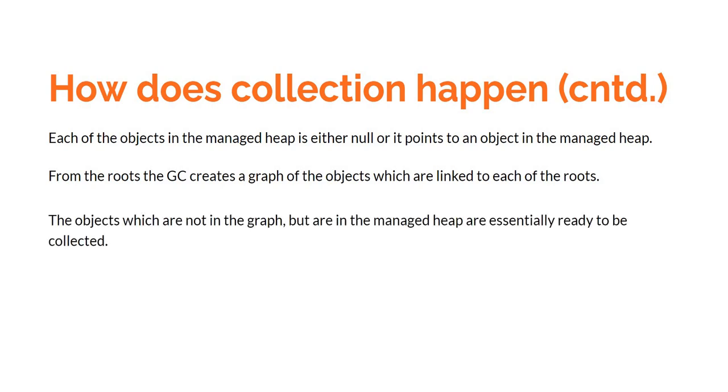So how does the garbage collector find out which objects need to be collected? The objects which are not a part of the graph but are available in the managed heap are the ones ready to be collected. If they are in the managed heap, they should be part of the graph. Otherwise, they are not being used anymore, which means they are ready to be collected.